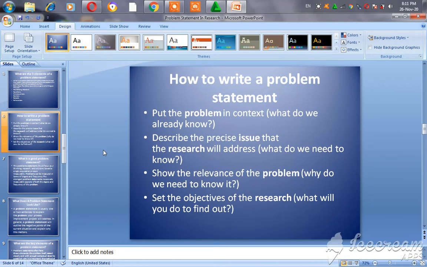After the problem statement, put the problem in context. What do we already know? Describe the precise issue that the research will address. What do we need to know? Show the relevance of the why. Why do we need to know it? Set the objective of the research. What will you do to find out?